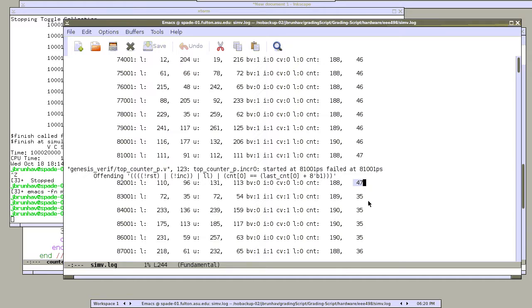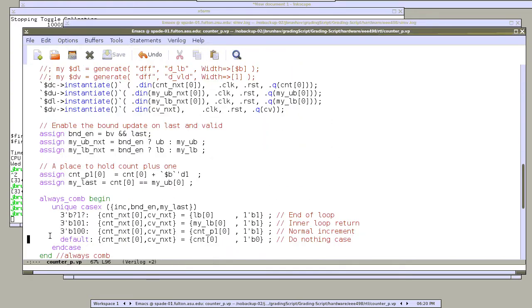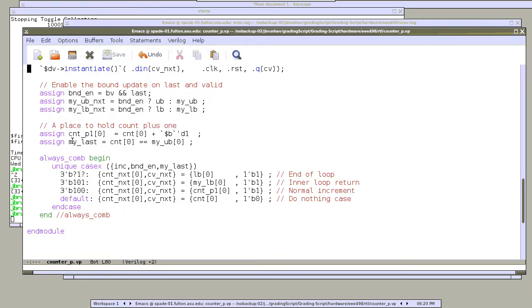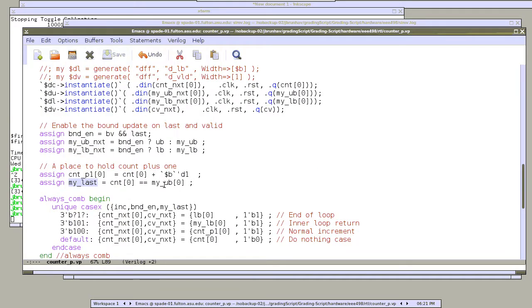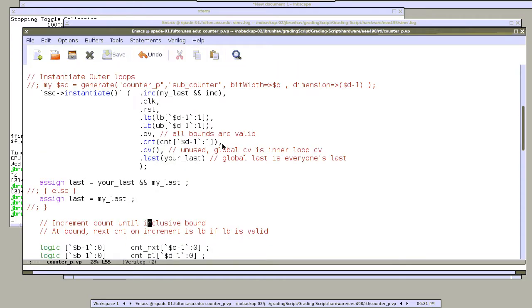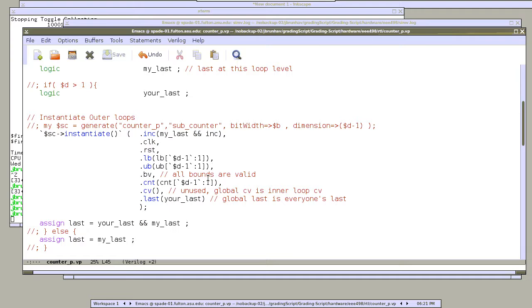So the issue is we're launching too early. So as soon as this one goes, oh, okay, that makes sense. So what's happening, and this is maybe for the clever folks who are watching this, is that the outer loop counter is hitting its my last, and it's going last equals my last. So really what we need to do is update its bound valid with something, so that it doesn't grab the new boundary right away. So that might be one way to solve this problem, is that we use BV to prevent it from latching something unless it is actually last.